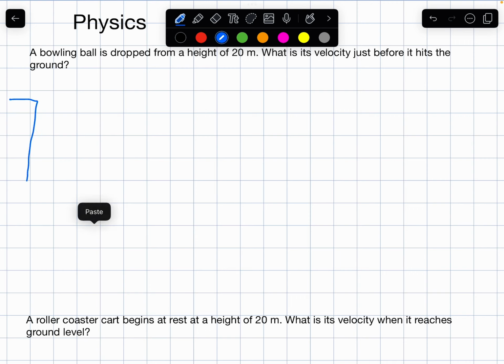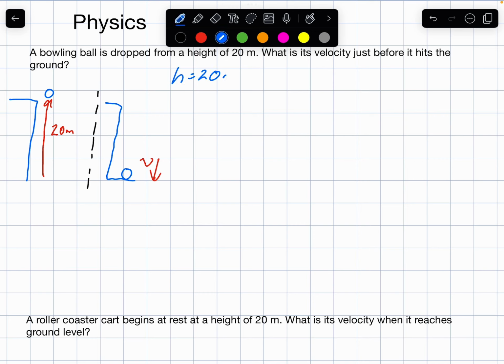So initially, here's some ball. It's 20 meters off the ground. And then afterwards, it's just about to hit the ground, and it's got some downward velocity. We don't know what that velocity is, in fact, so that's what we're going to look for. We know that the initial height, h, equals 20 meters. It says it's dropped, so the initial velocity is 0.